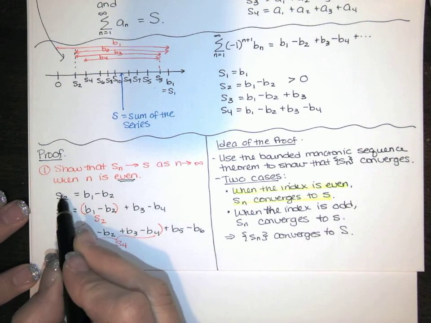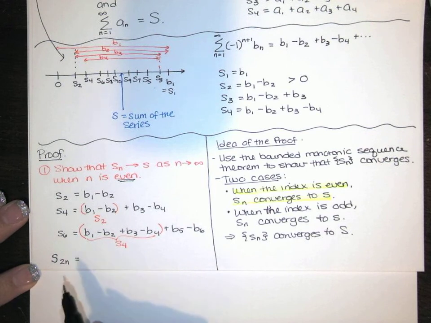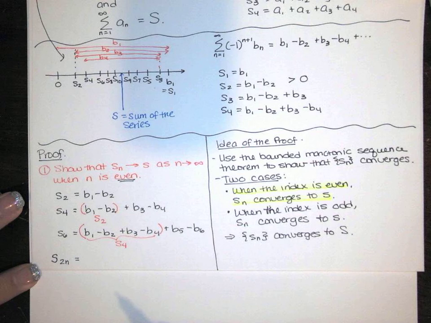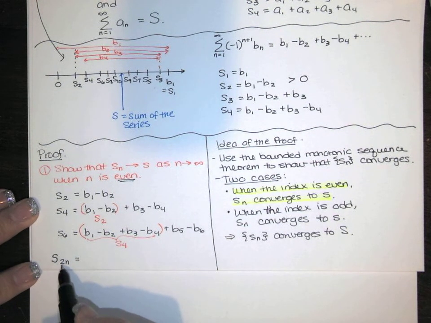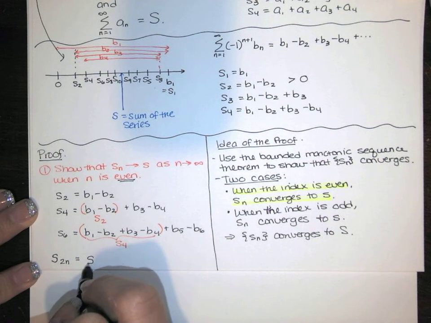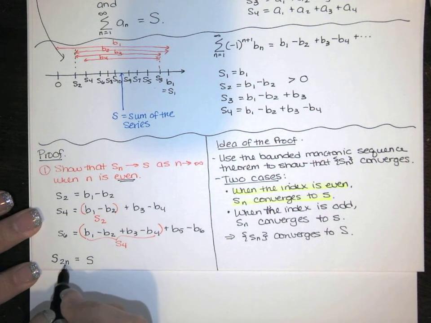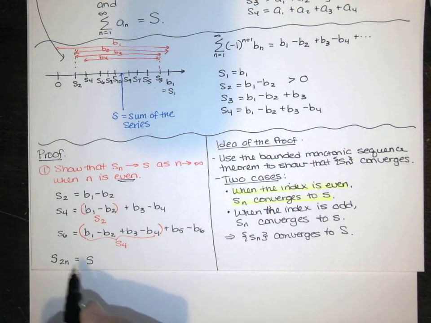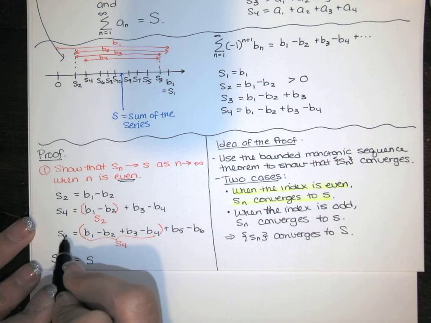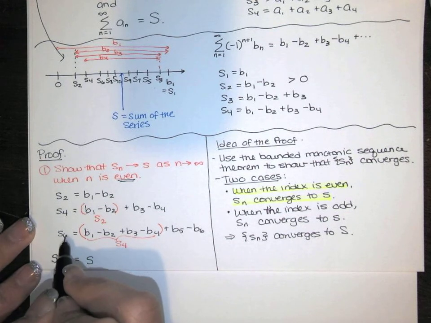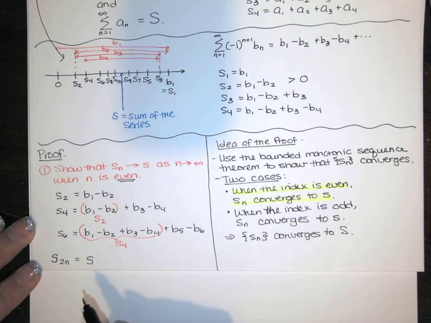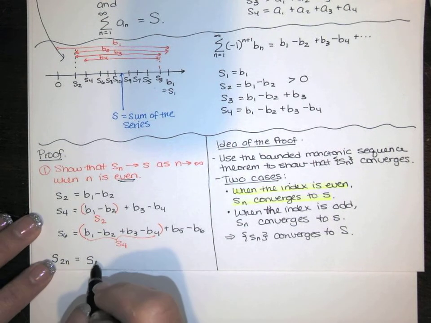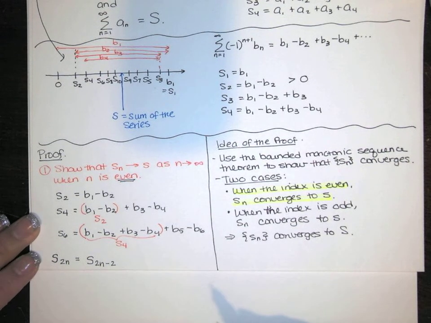So when n is 1, I get S sub 2. When n is 2, I get S sub 4. 2 times 2 is 4. When n is 3, I get 2 times 3, which is 6. So noticing our pattern here, S sub 2n is equal to, not S sub 2n minus 1, but this subscript here is 2 less than that subscript. So if this is S sub 2n, this is S sub 2n minus 2.